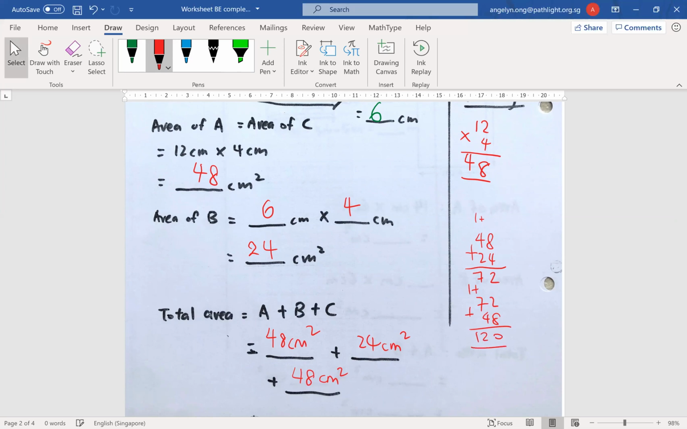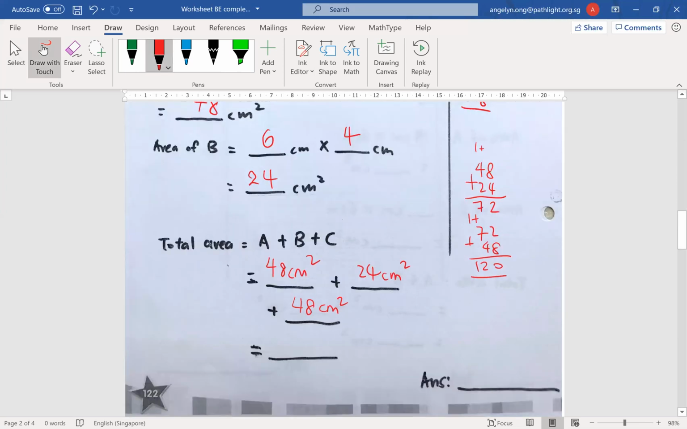120. So the answer is 120 square centimeters. Okay. Now let's move on to question 3.